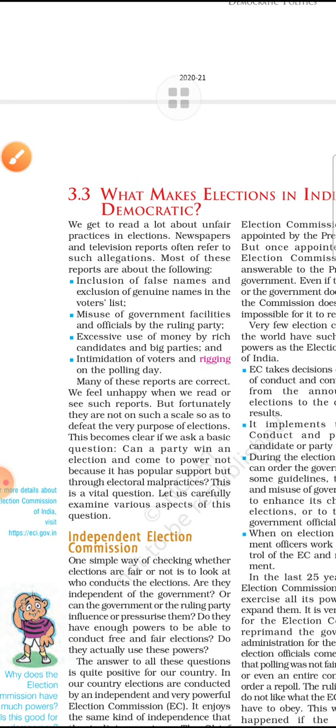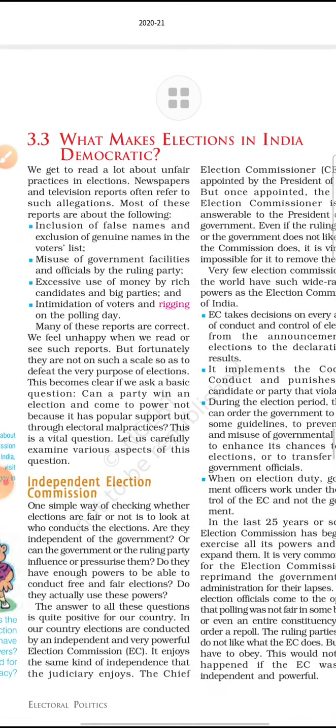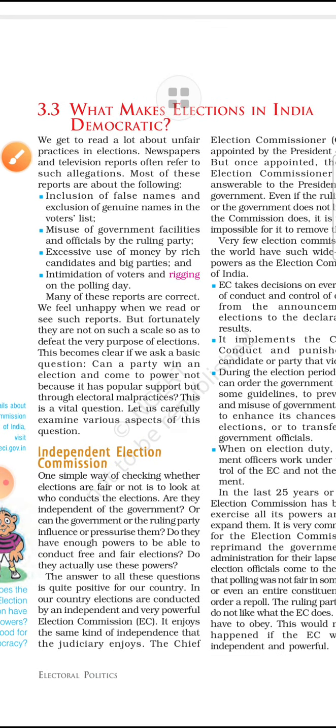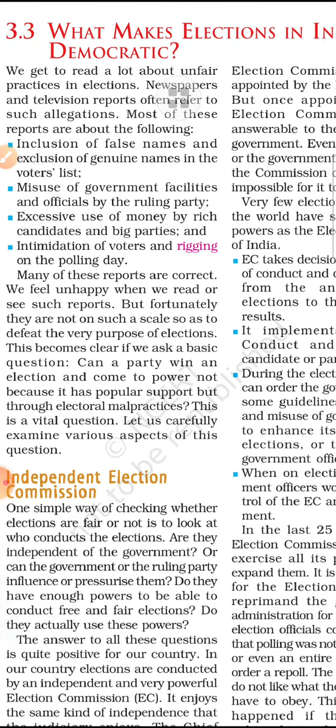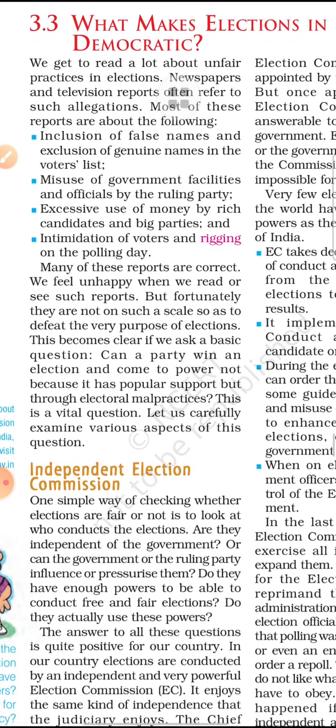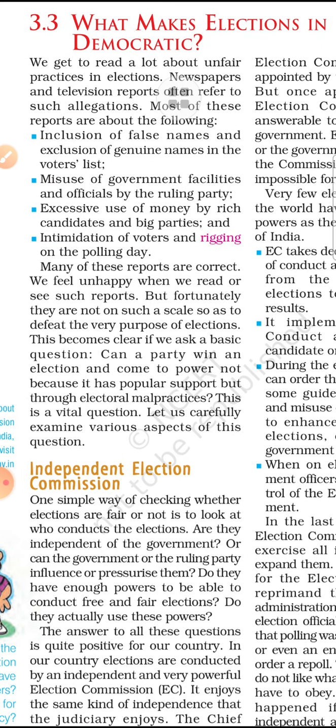So when we study this, we get to read a lot about unfair practices in elections. Newspapers and television reports often refer to such allegations. Most of these reports are about the following. Here you can understand from these two or three lines that after or before an election, some information comes and we know about it through news channels or newspapers: inclusion of false names and exclusion of genuine names in the voter list. Sometimes the names which are false are in the list.